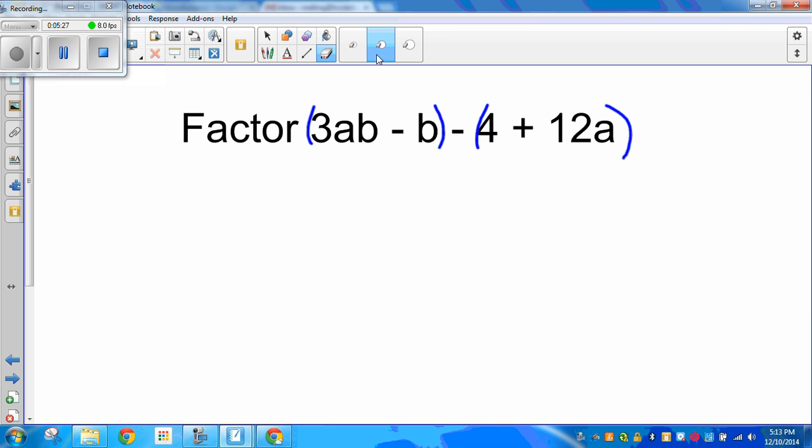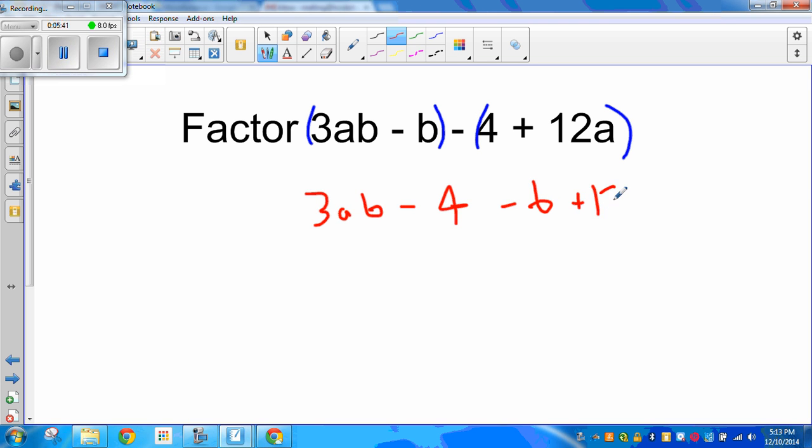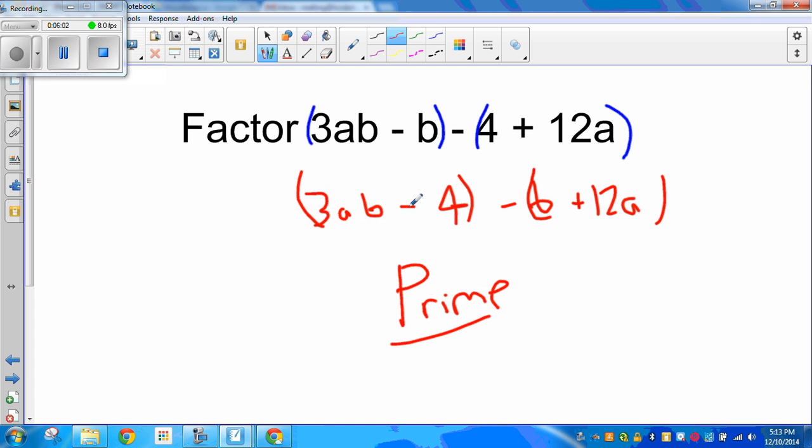The only thing we haven't done yet is to group the 3ab minus 4 and then minus b plus 12a. Unfortunately, it looks like when I group it this way, there isn't really any common factor I can pull out. So unfortunately, I think I can say beyond reasonable doubt that this is prime. I tried it all three ways. I rearranged it, and I still couldn't get the factors to pull out to make this work.